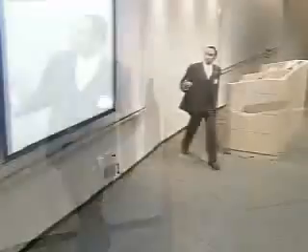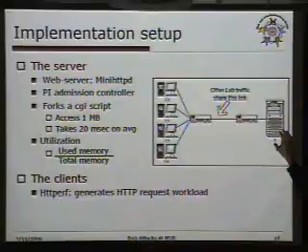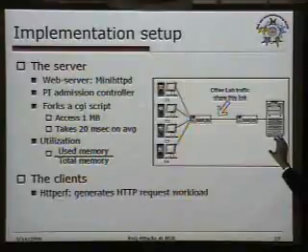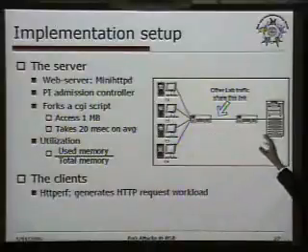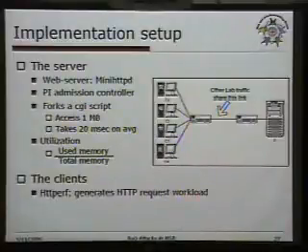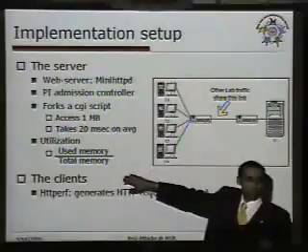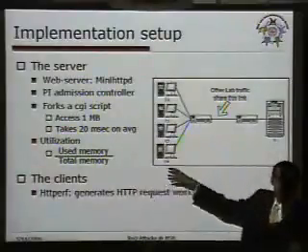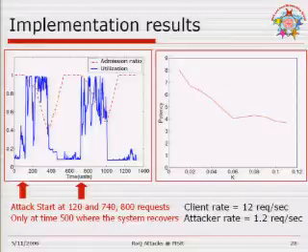So I did some implementation. We had the server and a bunch of clients. The server is running mini HTTPD, and we use the PI controller on the server. For every request the client sends, the server is going to fork a thread. This thread will access 1 megabyte of memory, and it takes on average 20 milliseconds. We measure the utilization as used memory divided by total memory on the server. This is what is reported back to the admission controller. And the clients use httperf to generate requests.